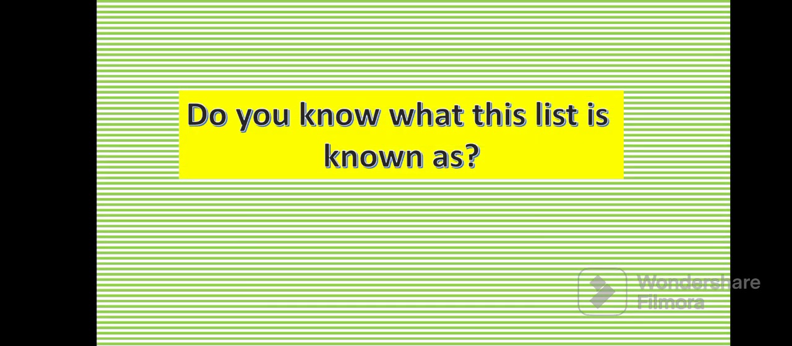Now I am going to show you a list and you guess what kind of a list this is. In this list you have A country, and inside country you have 1 India, 2 Nepal, then B capital, 1 Delhi and Kathmandu. Now let me know what these lists are known as.